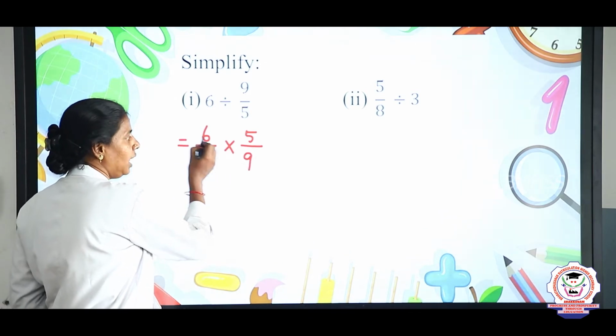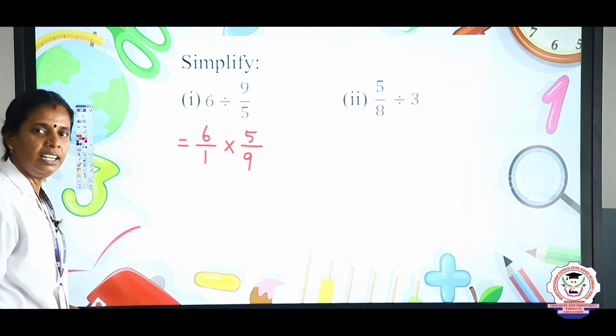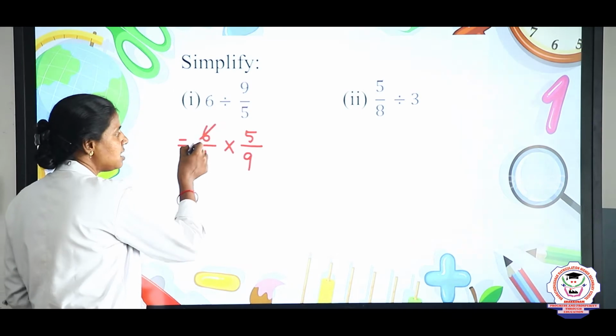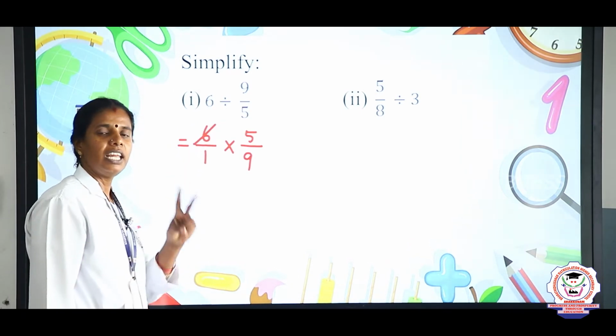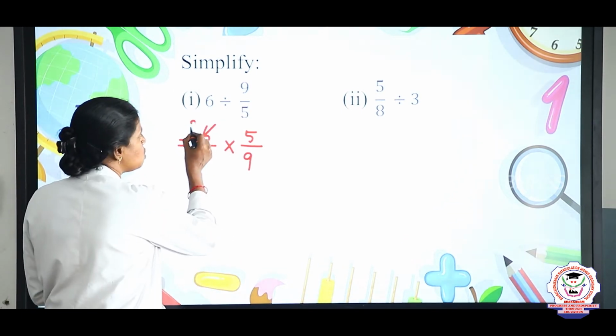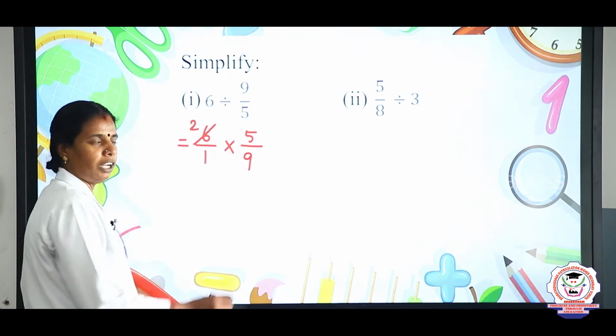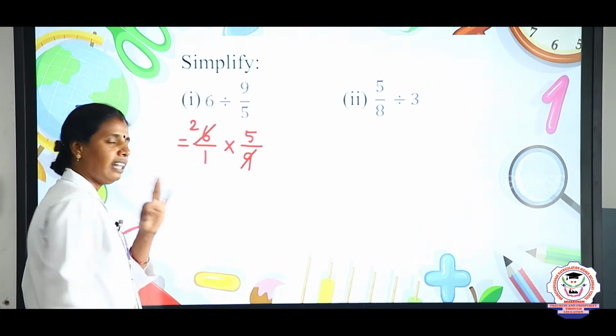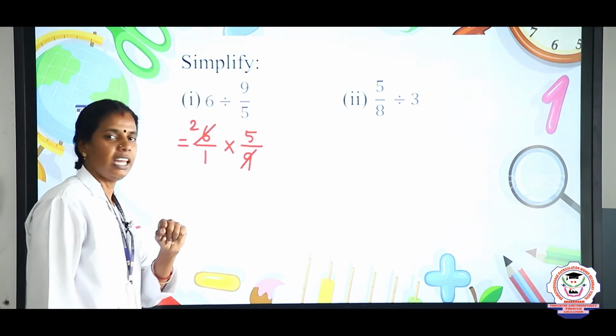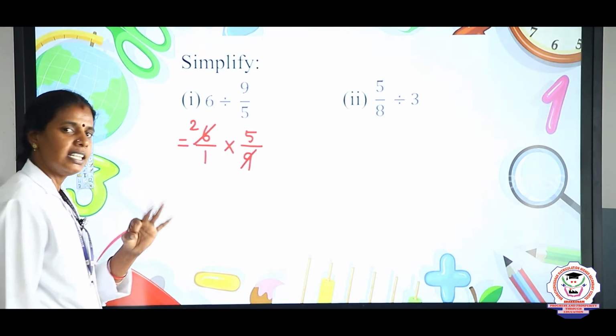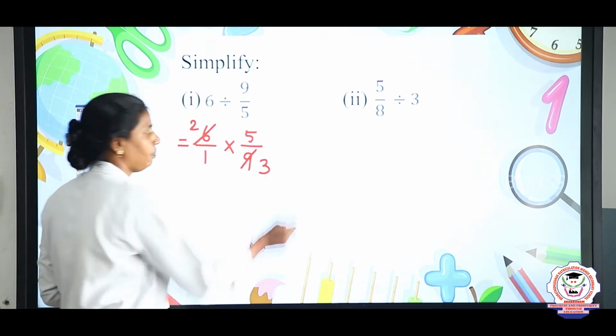Numerator and denominator, both we can cancel using the 3 table. So, how many 3's are in this 6? 3 2's are 6. So, 2. The same table we need to use for the denominator also. So, we are going to use the 3 table again. How many 3's are there in 9? 3 3's are 9. So, 3.